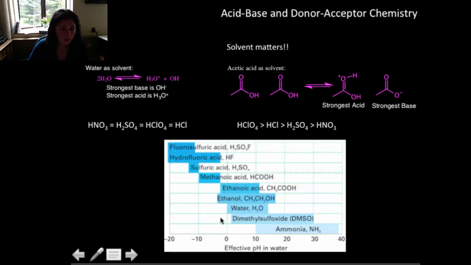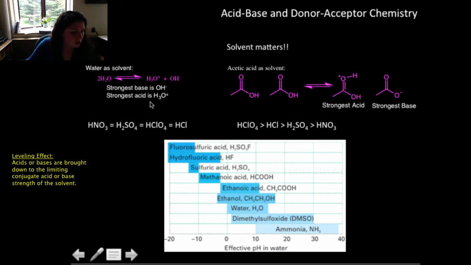In your textbook, you'll find this figure, and this is relating to the idea that the solvent matters. Now, the leveling effect is where acids or bases are brought down to the limiting conjugate acid or base of the solvent. So in this case, that explains why these 4 acids have equal acidity in water, because they're limited by these 2 things. And over here, we are not limited quite as much. Your pH range with water is 0 to 14, and your pH range in acetic acid is from -10 to +10.